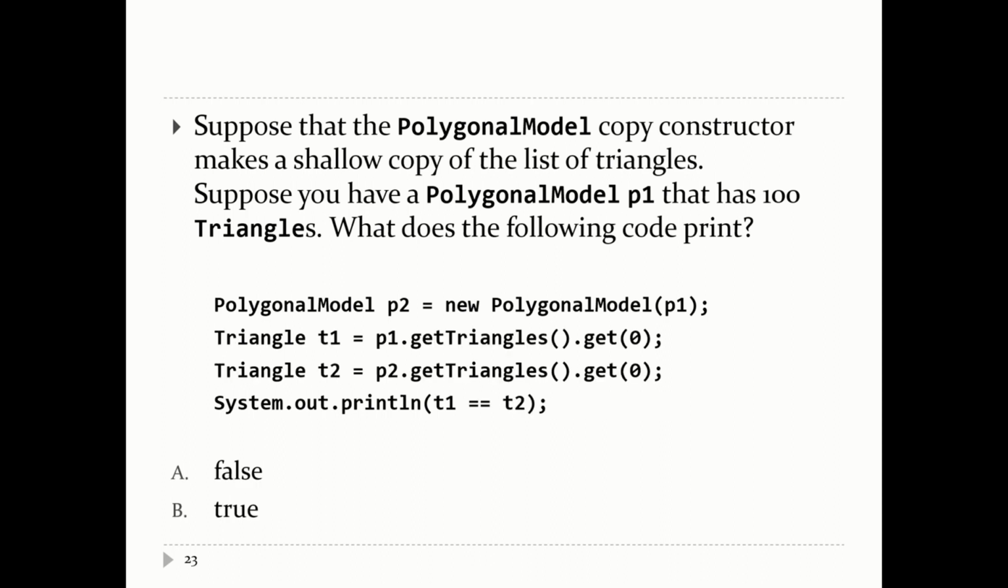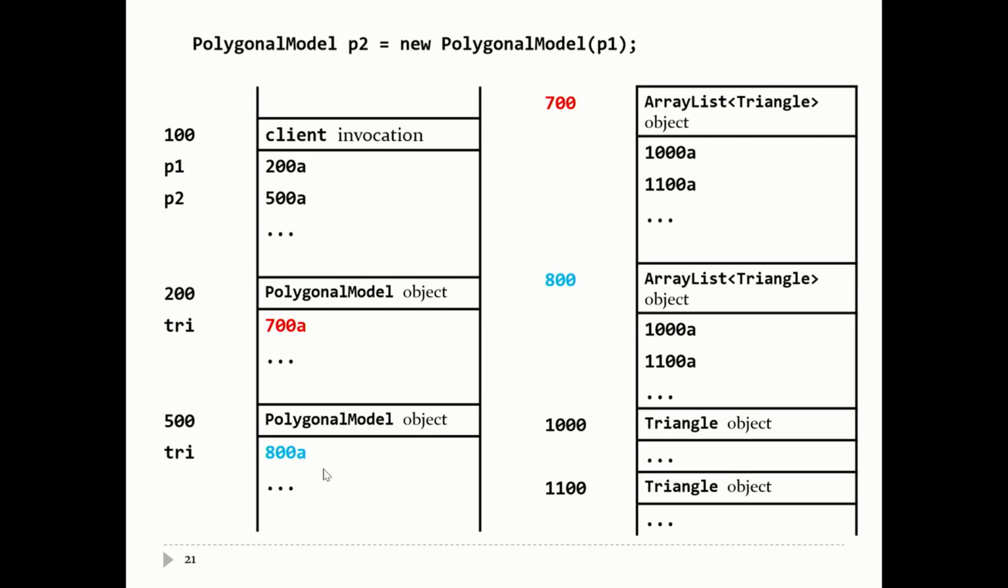All right, so this one's a slightly different example. Same copy constructor, so I'm going to make a copy of P1. P1 has 100 triangles in it. I'm going to get the first triangle from P1, and I'm going to get the first triangle from P2, and ask, are they the same triangle? Not equal, are they the same? And the answer is yes, they are in fact the same triangle. Just go back and look at the picture here. What's the first triangle in this list? Well, it's the one at address 1000. What's the first triangle in this list? Well, it's the one at address 1000. Same triangle.